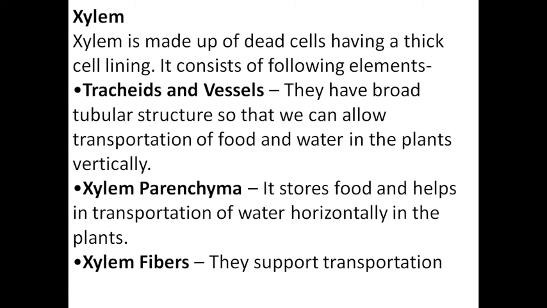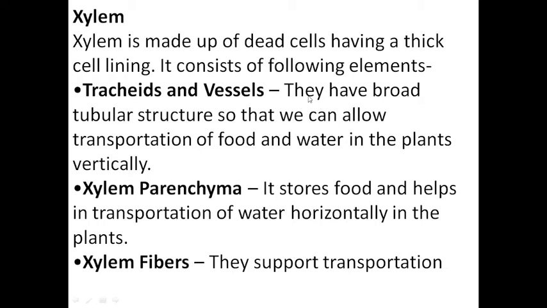Clear? So now one by one we will see what are the tracheids, vessels, what are the fibers. So first we will see about xylem. So before we see, just start to draw the diagram of xylem which is given in your textbook also. So easily you will understand. So xylem is made up of dead cells having a thick cell lining which consists of the following things. So in the xylem tissues, these are the structures: tracheids and vessels, xylem parenchyma and xylem fibers. So what are the functions and what are the structures?